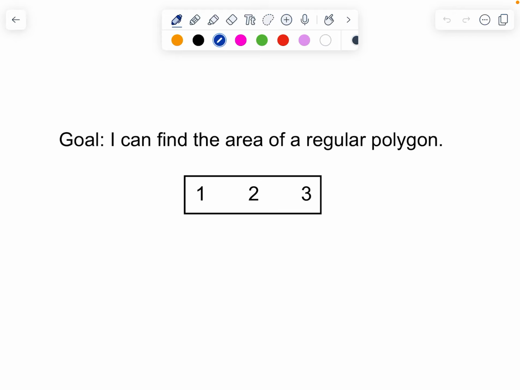All right, so these are our notes on regular polygons. Our goal for today: I can find the area of a regular polygon. And go ahead and rate yourself 1, 2, or 3.